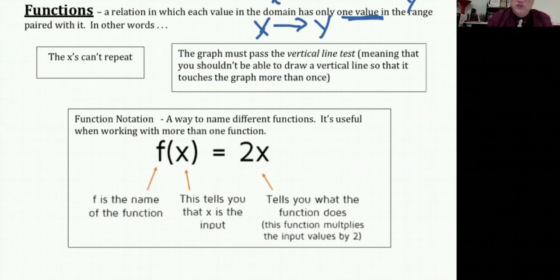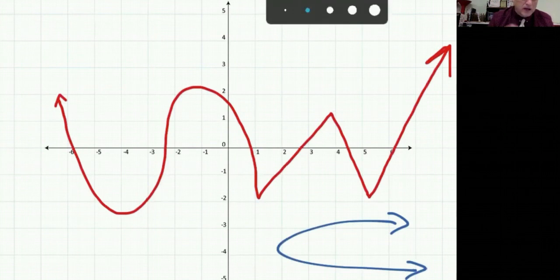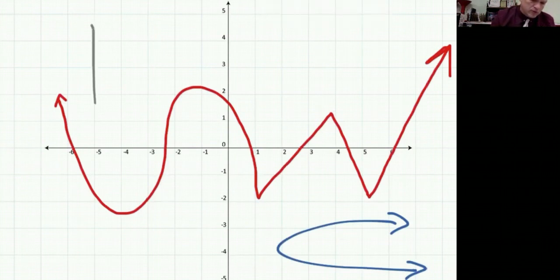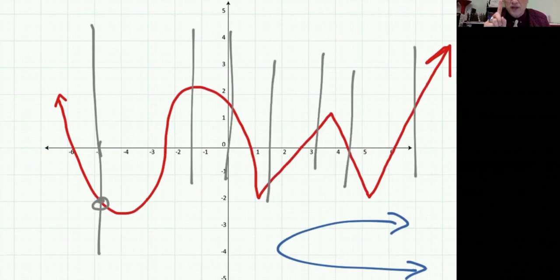Vertical line test basically tells you that if you have a graph, so let's say we got this red graph, right? And I draw a vertical line. So we draw a vertical line here. This vertical line only touches the graph once, because at this x coordinate, there are no other y coordinates than this one, all right? So no matter where I draw vertical lines, the red graph only intercepts a vertical line once. Okay? That tells me that that red graph is a function.